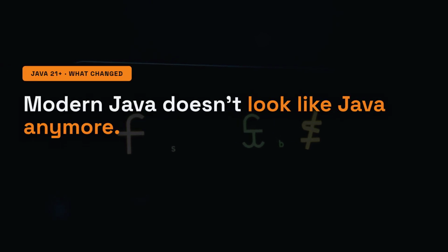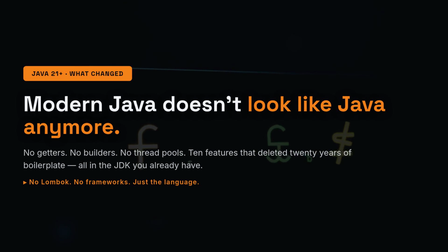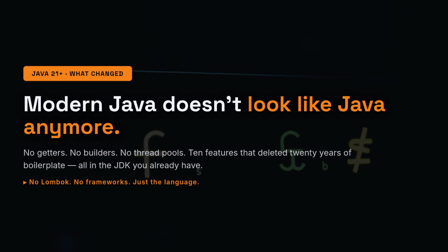If the last Java you wrote had a getter, a setter, and a 50-line builder, I have bad news. That language is gone. Modern Java does not look like Java anymore. No boilerplate, no null checks everywhere, no thread pools. In the next 8 minutes, I'm showing you 10 features that turn Java into a language you'd actually pick on purpose. And every one of them ships in the JDK you already have installed.